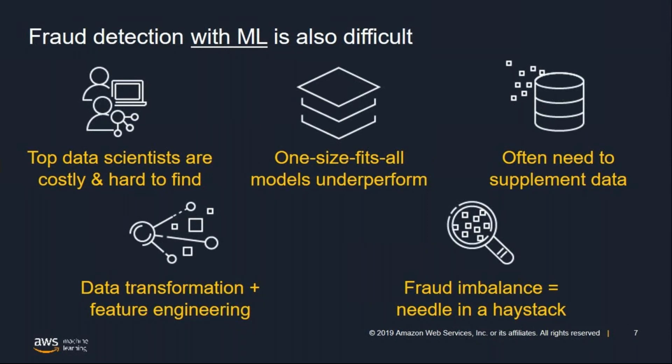Like for example, we heard from customers that top data scientists are costly and hard to find. They tried one size fits all models, but they tended to underperform. They didn't often have the supplemental data to create the high performing model. And then they might not have had the ML fraud detection expertise to complete the data transformations and feature engineering to really come up with the right set of data and features to train the model. And there's also with fraud the challenges around imbalance, where oftentimes your fraud rate's well less than 1%, and you're often looking to identify a needle in a haystack efficiently.